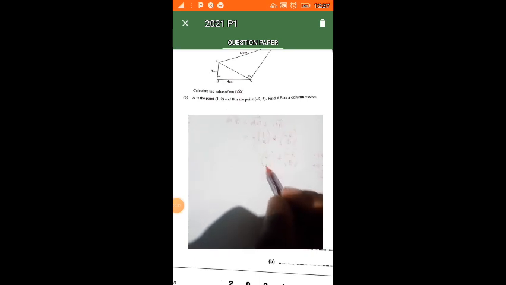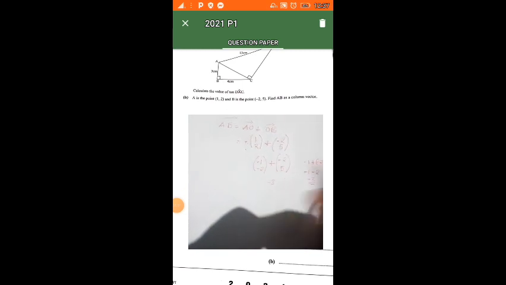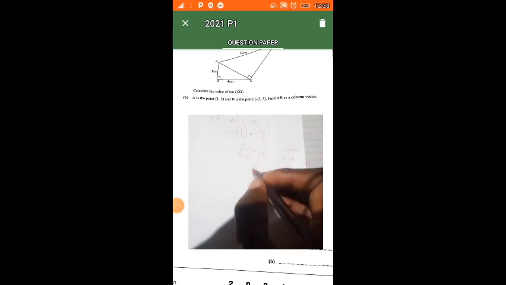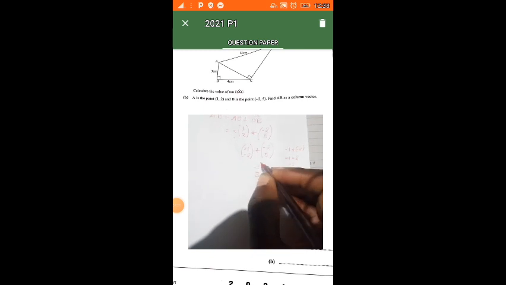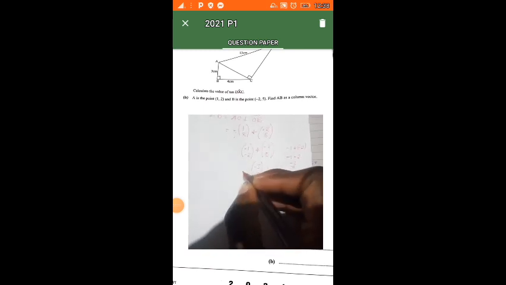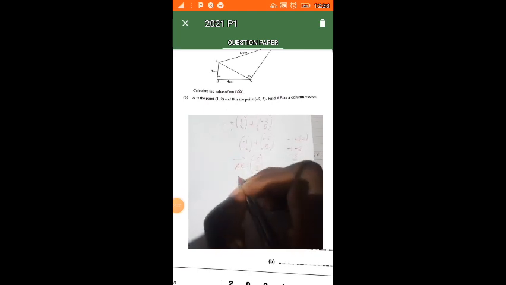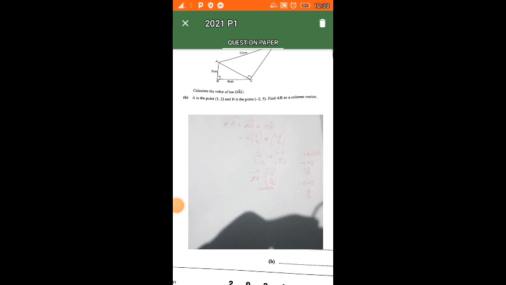Then negative 2 plus 5. For negative 2 plus 5, we take the sign from the bigger number and subtract because the signs are different, so it is positive 3. The answer for the column vector AB is negative 3, 3. So that is AB as a column vector. That's the first question.